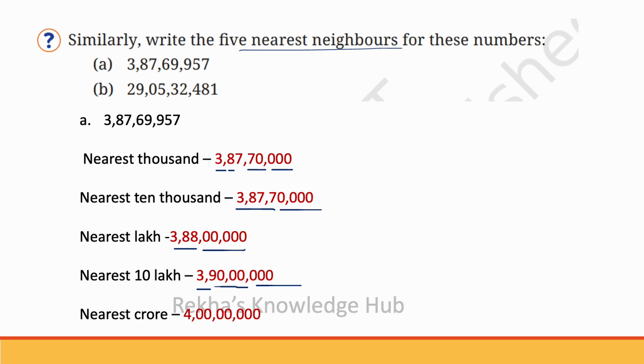The next one, nearest crore. At the crores place we have 3. To its right we have 8. 8 is greater than 5. So add 1 to the crores place digit. That is 4. Remaining digits zeros.